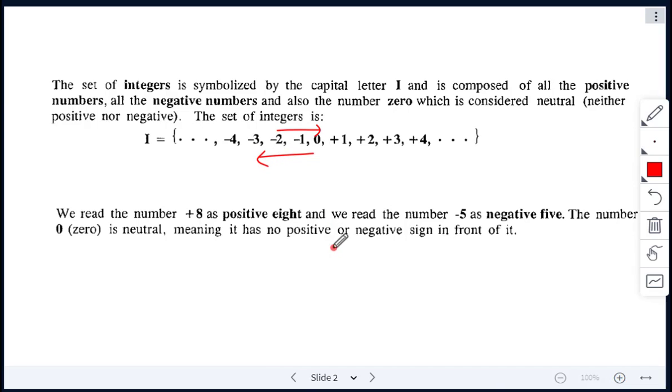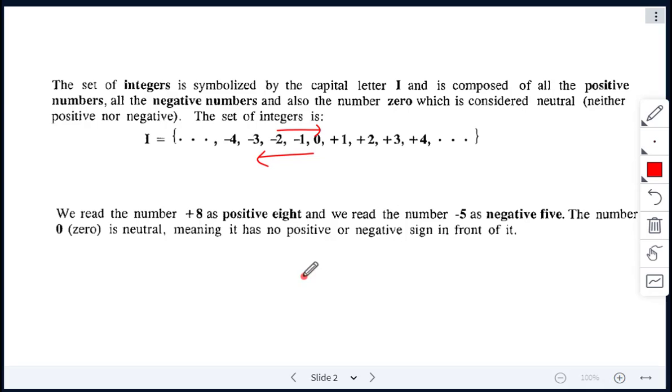For example, when we see a +8 shown like that, that's an integer. That means it's a positive 8. And if we see a -5 like this, it's called negative 5. And like I said, the number 0 is neutral. It does not have a positive or negative sign in front of it.